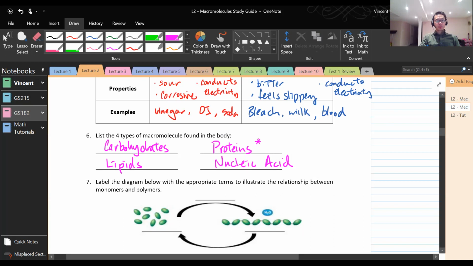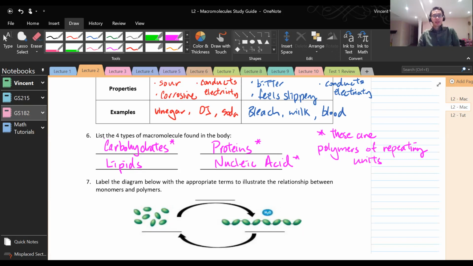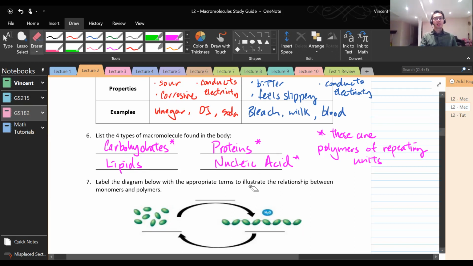So the proteins, the carbohydrates, and the nucleic acids, these are polymers. Polymers of repeating units. Not so much the lipids. The lipids are not really polymers. They're not of repeating units. They are more like components that are put together. So we'll talk more about that in a bit.